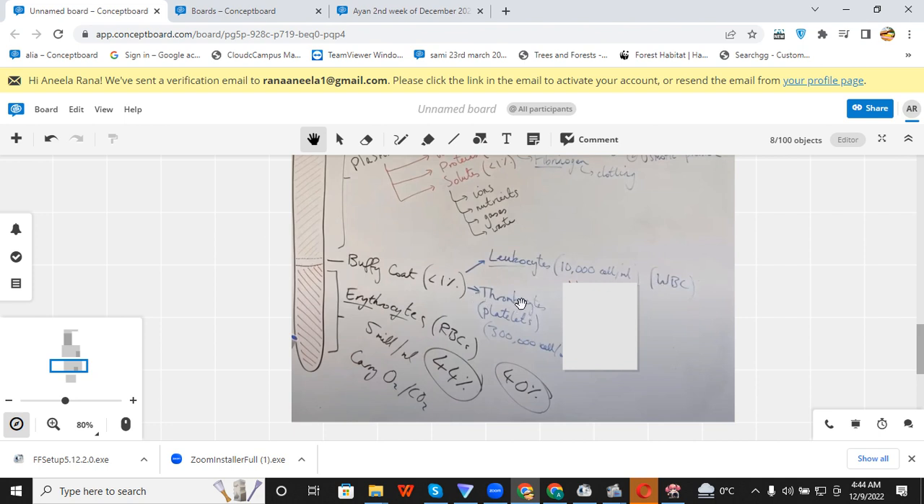The second thing present in the buffy coat is the platelets, and the other word we use for platelets is thrombocytes. You also need to remember that inside your blood the amount of platelets is more than your white blood cells. The last one is the erythrocyte. The word erythro means brick red and cyte means cell. So erythrocyte is the scientific name of the red blood cells.